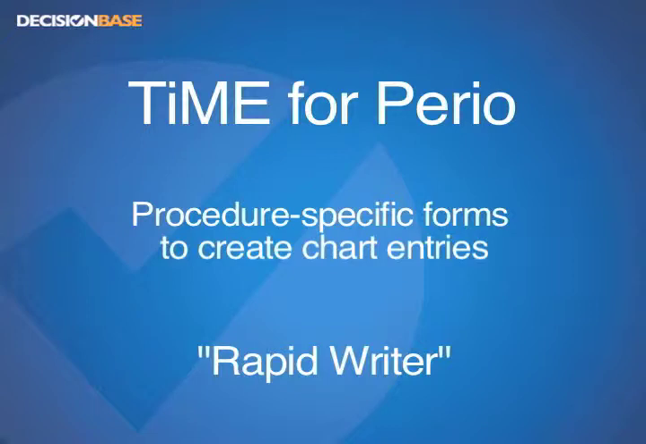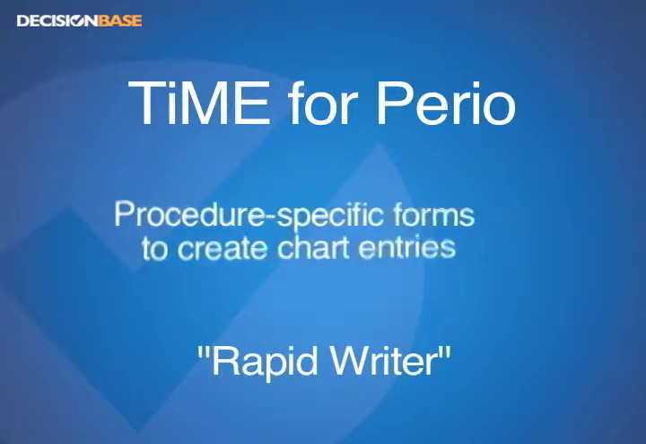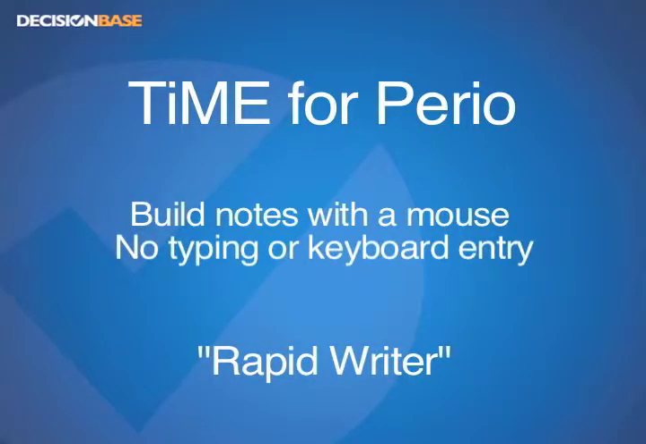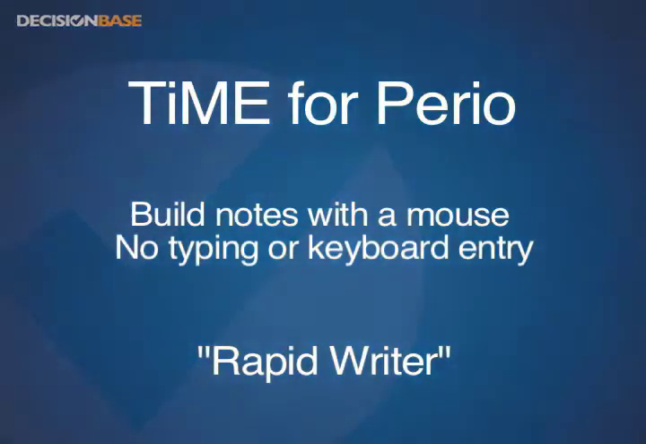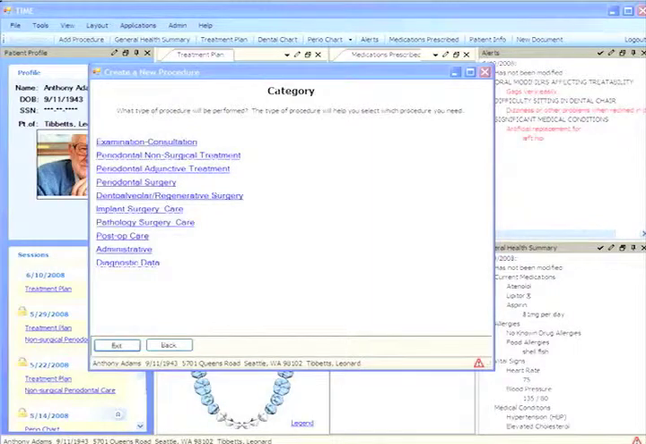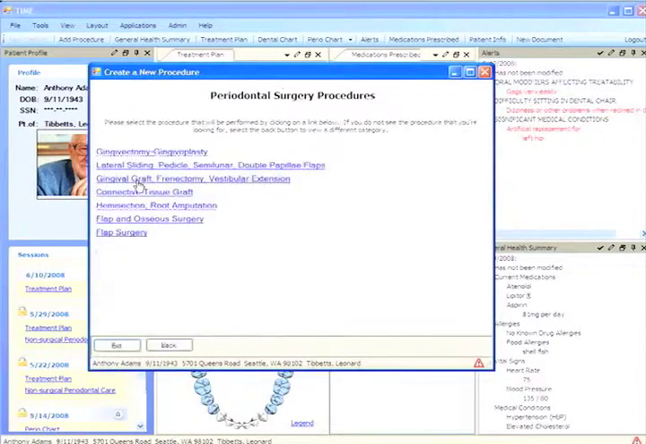The software makes use of procedure-specific forms, which allow you to create chart entries without typing or the use of a keyboard. To create chart notes for a patient's care, there are over 40 procedure-specific forms that function much like a restaurant menu. They are subdivided first into categories. We can first select the category and then the specific procedure that we have performed today.